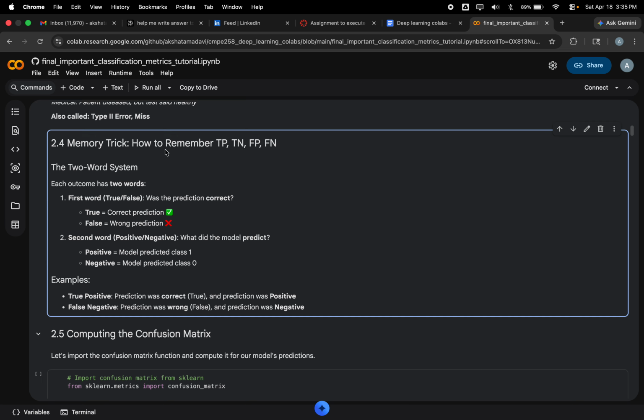So the trick is, whenever the prediction is right, we call it true. When the prediction is wrong, we call it false. And the second word is what the model predicted. So if it predicted a positive value but it was actually negative, then it's a false positive. The alternative is a false negative.